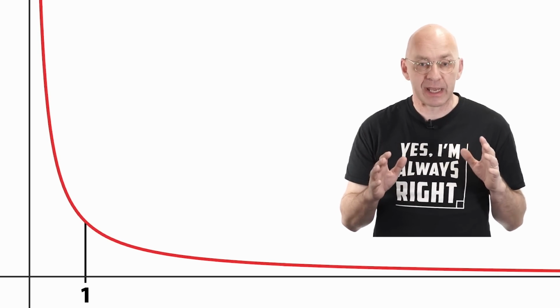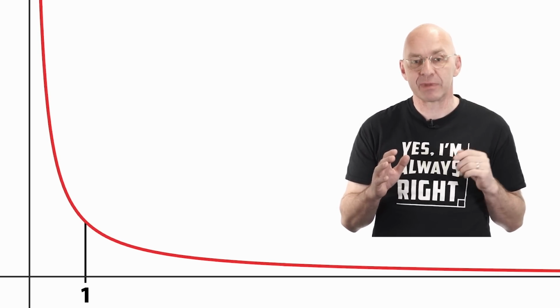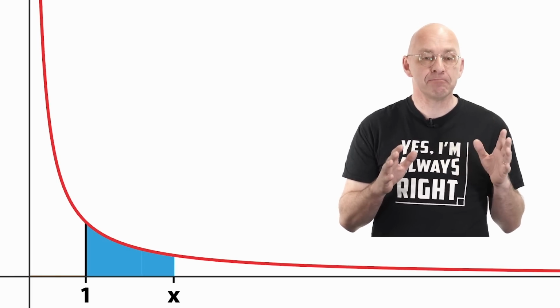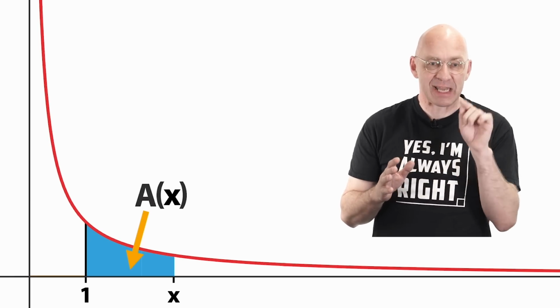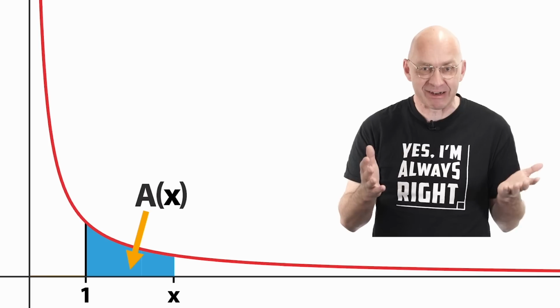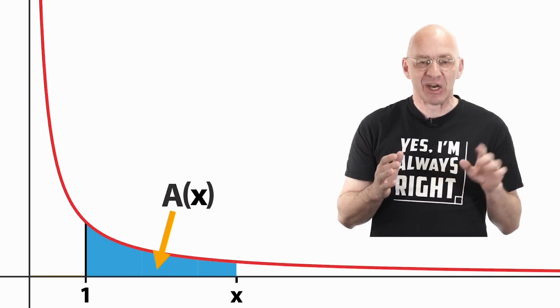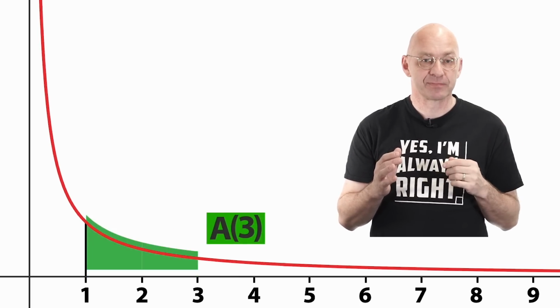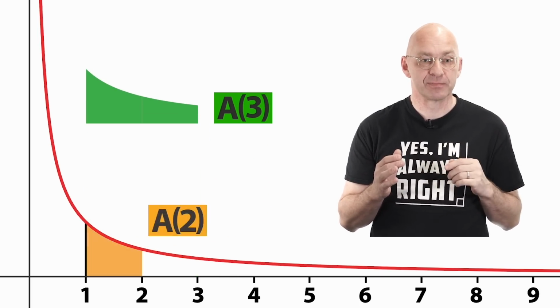Let's focus on the area under the curve between 1 and some number x. Let's call this area A of x. Guess what the A stands for? Anti-shapeshifter, of course. Well, of course not. A stands for area. Okay, so this is A of 3. And this is A of 2.